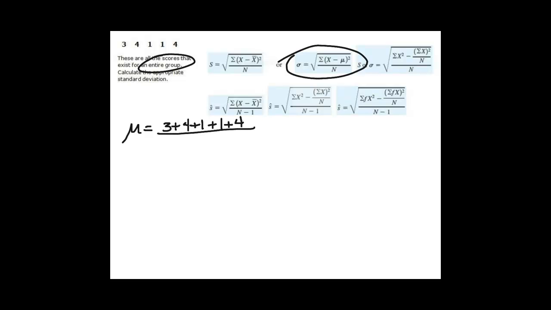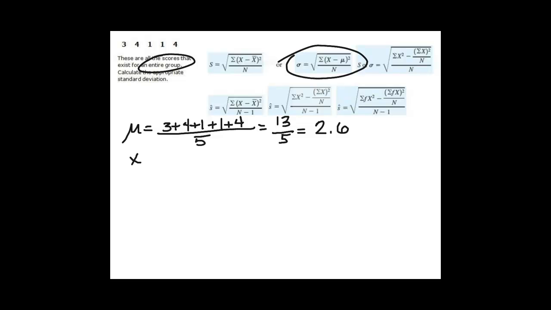The sixth example. In this, we have a very small population because it indicates that these scores are all that exist for an entire group. So we're going to calculate a sigma. So for that equation, let's go back just for more practice using the deviation score formula. First thing I need to do is calculate the population mean. So I'm going to add up my observations, 3 plus 4 plus 1 plus 1 plus 4: 7, 8, 9, 10, 11, 12, 13. Divided by 5, so mu is 13 divided by 5, which is 2 3/5 or 2.6. Good.